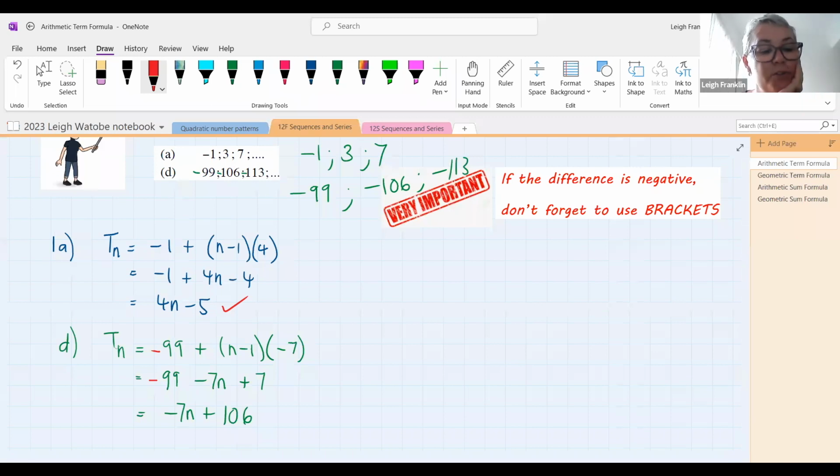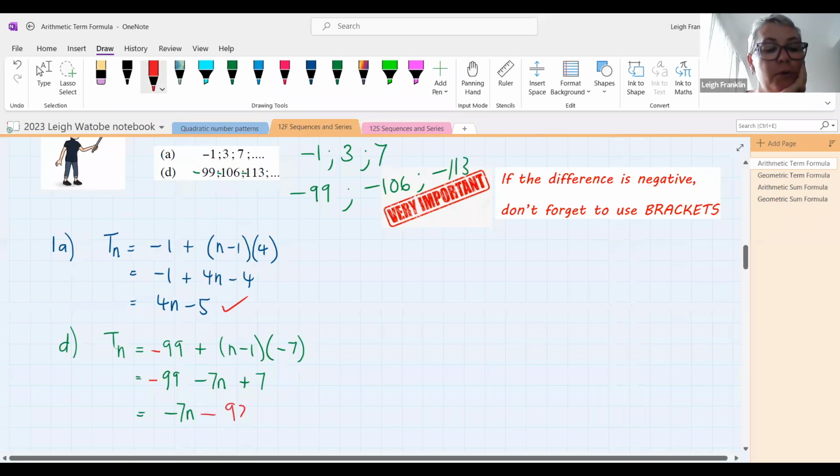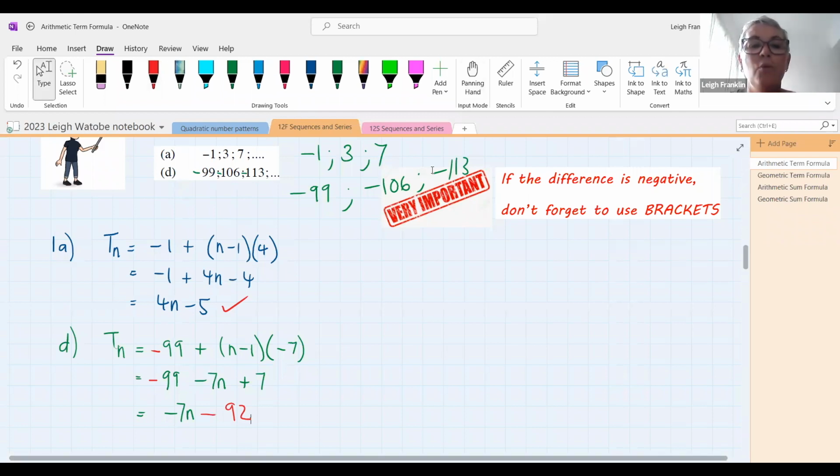All right, so then this should have been 92. Oh, and it should be minus 92 as well, shouldn't it? Hang on a second, let's just fix that up. There we go. All right, so now it is correct. Yes, that's quite right.